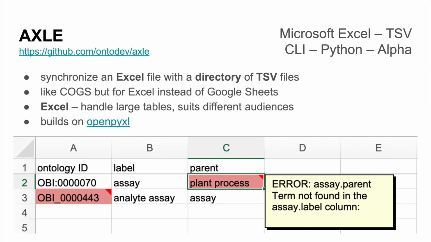Axel is like Cogs, but it uses Excel files. And Excel files can handle larger tables, and suit a different kind of audience. And again, we build on a tool called OpenPyXL.